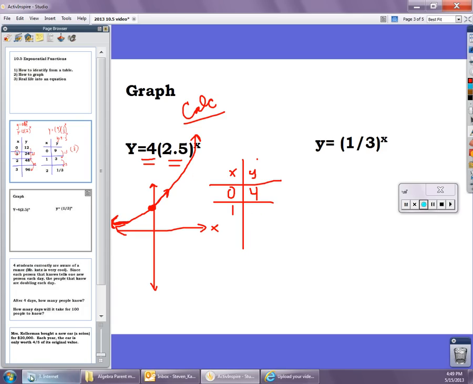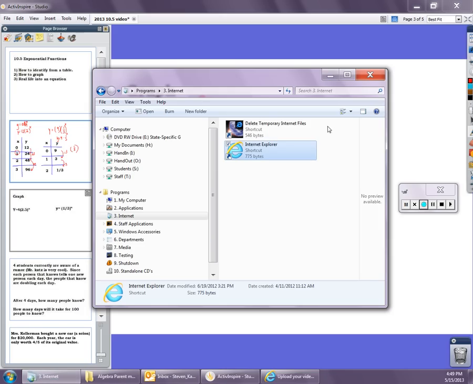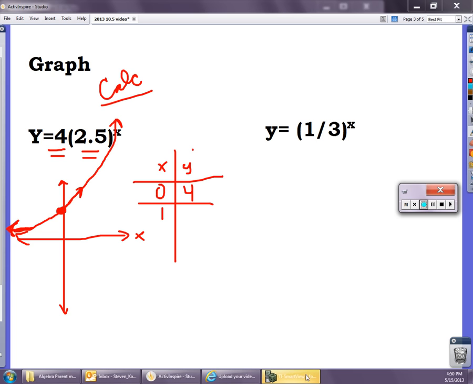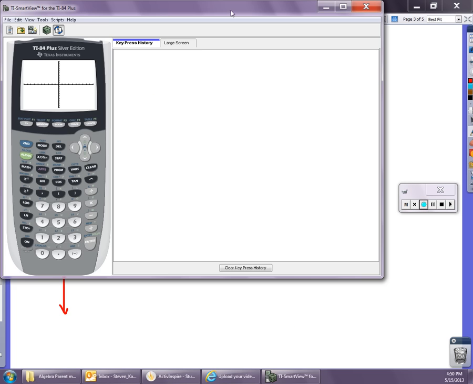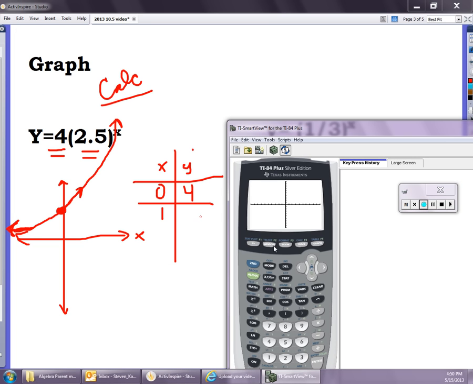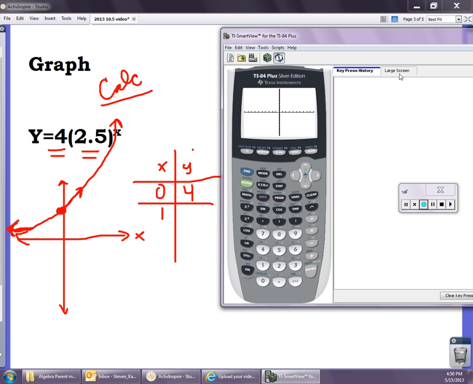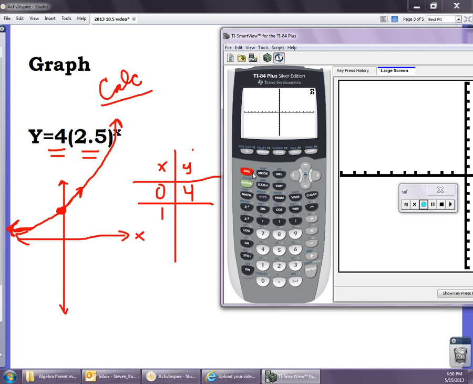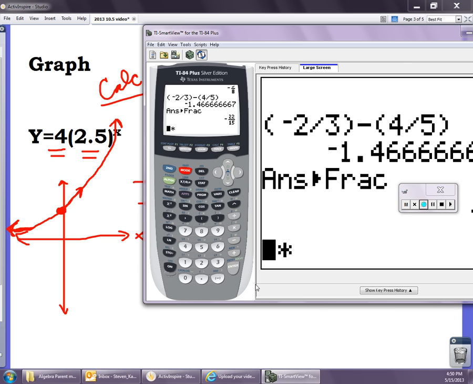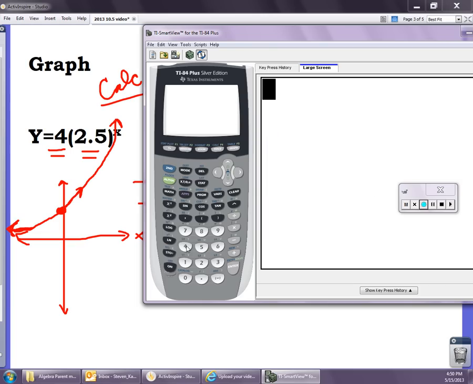So we're going to talk about our table. So I'm going to go ahead and pause this for a second and then bring up the calculator. And we just want to go ahead and plug a 1 in here. So it's going to be 4 times 2.5. Four times, then 2.5, and then to get to the first power.